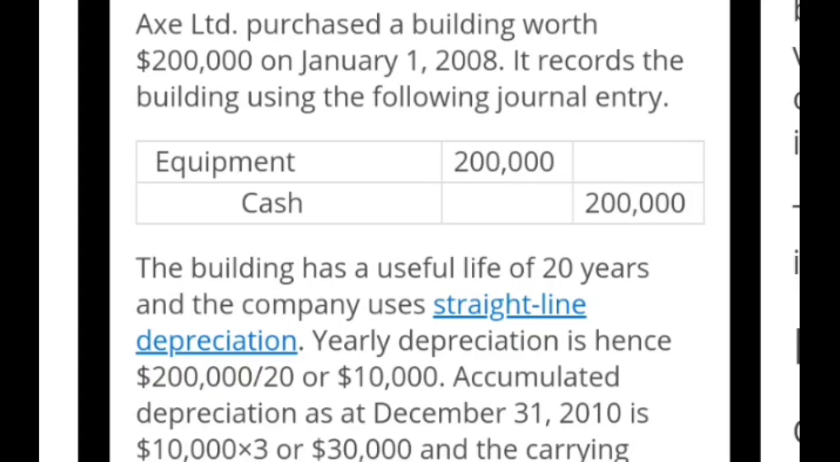Accumulated depreciation as at 31st December 2010 is 10,000 into 3. So after 3 years, it shall have 30,000 of depreciation. And the carrying amount is $200,000 minus 30,000, which equals 170,000. Now, the asset has a book value of 170,000, so we shall record it at 170,000 instead of the revaluation amount. So this is called the cost model.